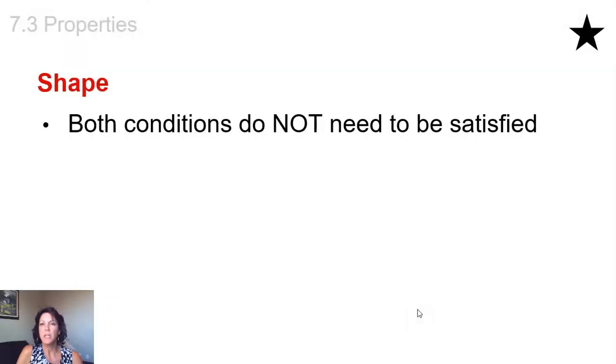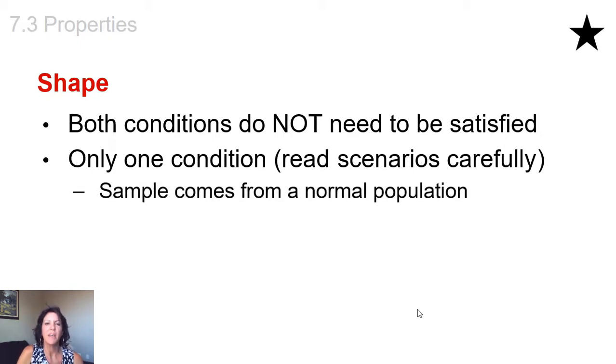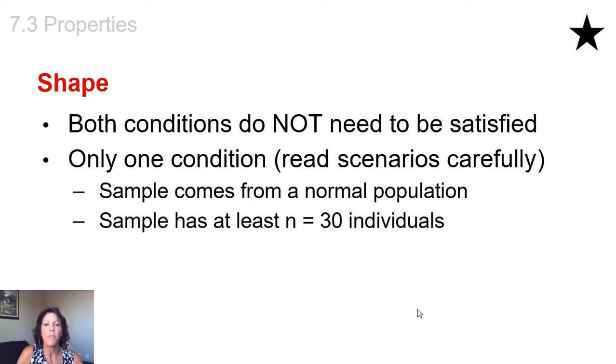The shape, both conditions do not need to be satisfied. So only one condition needs to be satisfied. So when we're doing our learning checks, read the scenarios carefully. The sample either has to come from a normal population, it has to be normally distributed, or the sample has to have at least 30 individuals. Now, very often we don't even really know if it's a normally distributed population. So for us as researchers, being able to have at least 30 people in our studies, 30 individuals, not 30 samples, 30 individuals in our study, helps us to ensure that the distribution of sample means that we're going to be positing will be normally distributed.